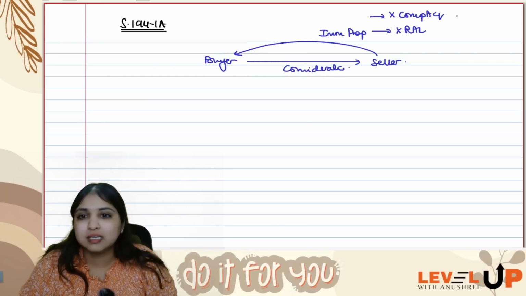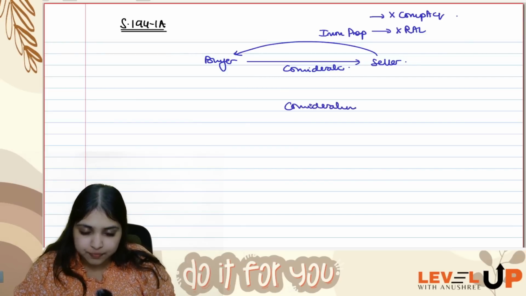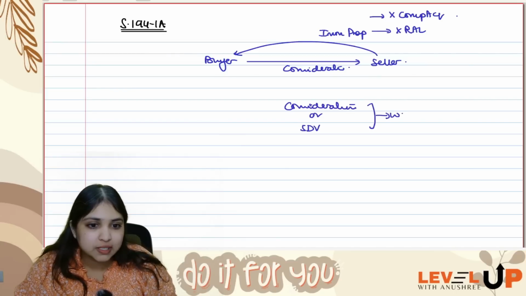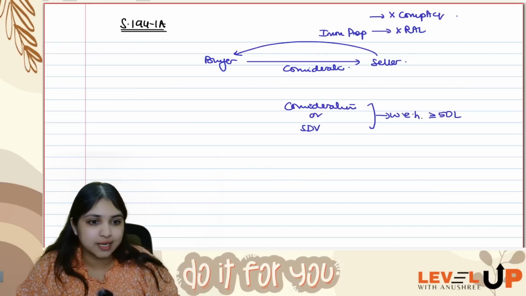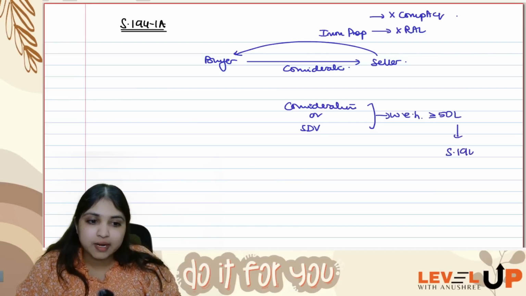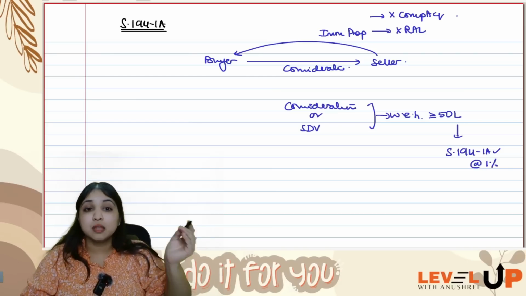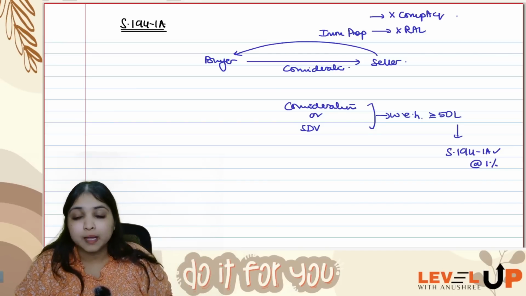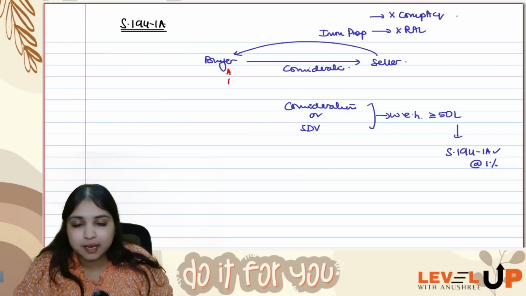So, what have we learnt in section 194IA? We will see what the consideration is. Consideration or SDV: out of these two numbers, we will see whichever is higher. If this higher number is at least 50 lakhs, then in that case, 194IA TDS will apply at the rate of 1%. This is what we generally see under 194IA. Now, a confusion arises: what if on this side we have two parties? We have buyer A, buyer B.